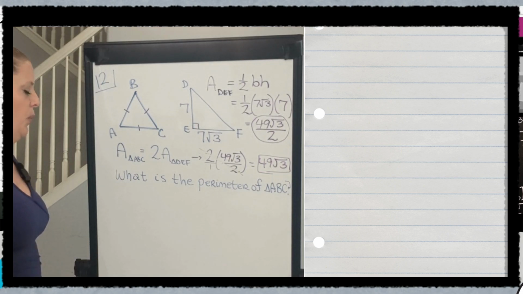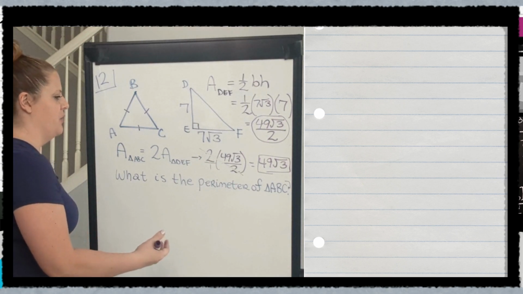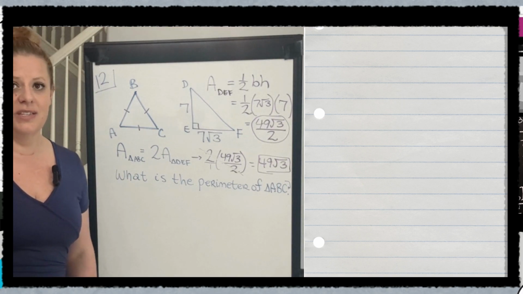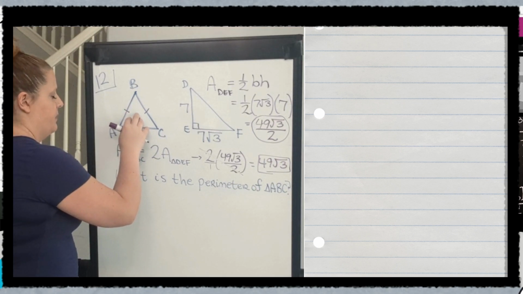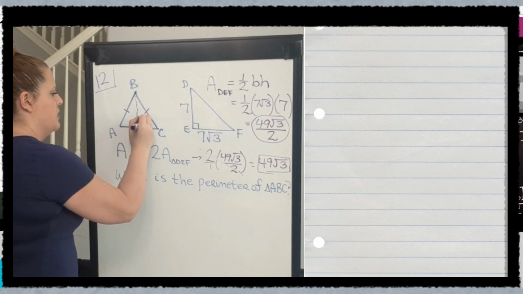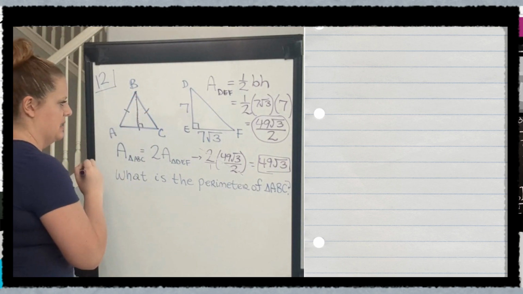Now, the reason that's important is because now we need to use that area to figure out one of these sides. So to find the area of ABC, we have to have 1/2 base times height. So I'm going to draw a line here that represents height.